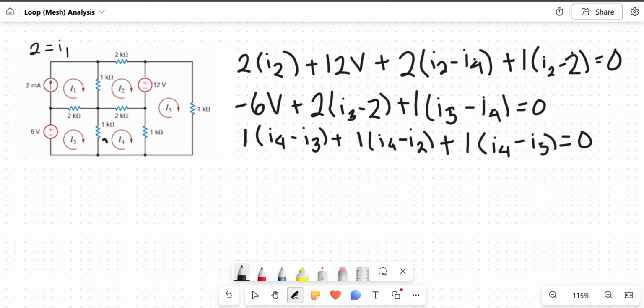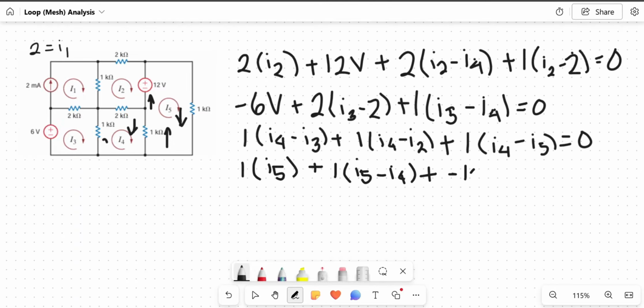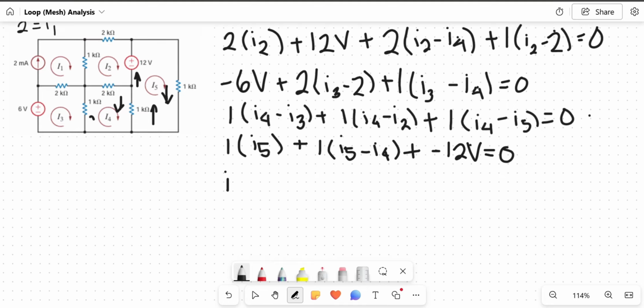Doesn't really matter. And lastly, we see I5 over here is left alone with the 1 kiloohm, so this will be 1 times I5, plus going to the I1, which will be opposing directions with the I4, 1 times I5 minus I4, plus going into the negative 12, so this will be minus 12 volts. So if done correctly, I1 equals 2, we already knew that. And I don't know if I mentioned this earlier, but we did not write an equation for I1 since I1 is already known, so there's no need for an equation. We only write equations for unknown values.